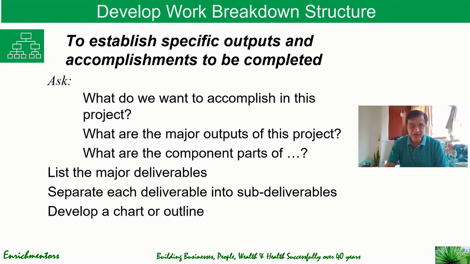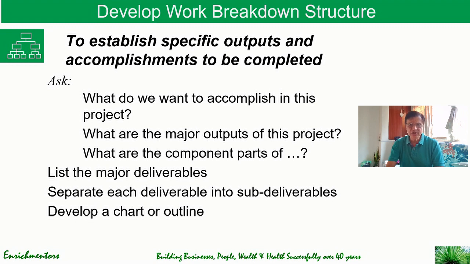The third step in defining the projects is to develop the work breakdown structure, in which you establish specific outputs and accomplishments to be completed. And again, what you do with the team is to ask questions. You take each of these objectives that you have and say, for each of these objectives, what do we want to accomplish in this project? What are the major outputs to achieve that objective? What are the component parts of these major outputs?